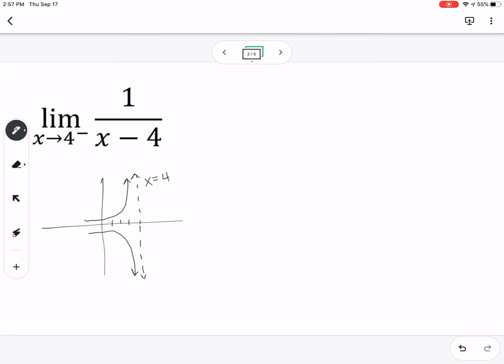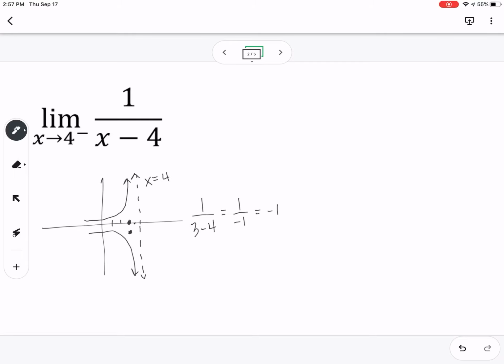I'm going to take a number right here, and I'm going to plug in from the left, which has to be a smaller number. So I'm going to plug in when x is 3. Make sure that you do not do this, because that is not a true statement. If you're ever going to do scratch work, go over to the side and do your scratch work. So 1 over 3 minus 4 is going to be 1 over negative 1, which is negative 1. So I'm going to assume this graph might be going down to negative infinity.